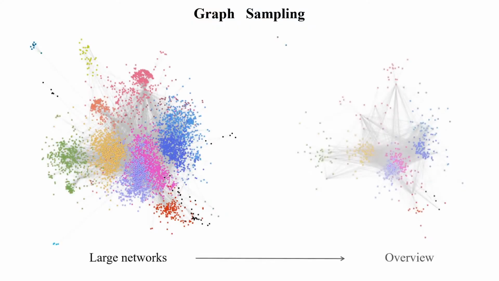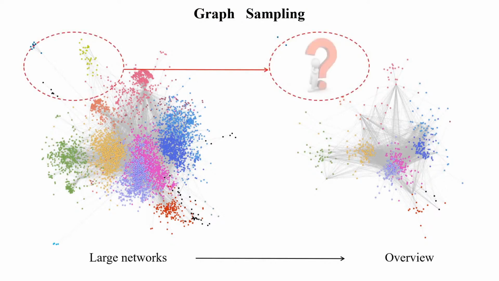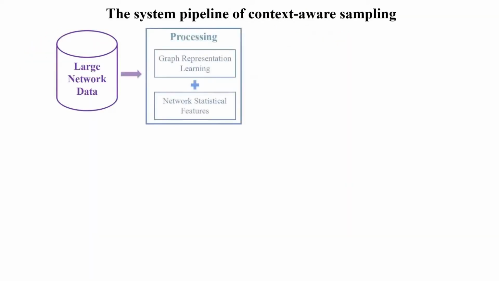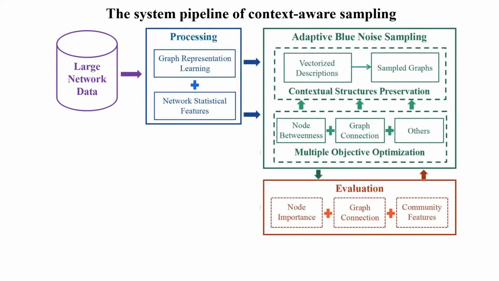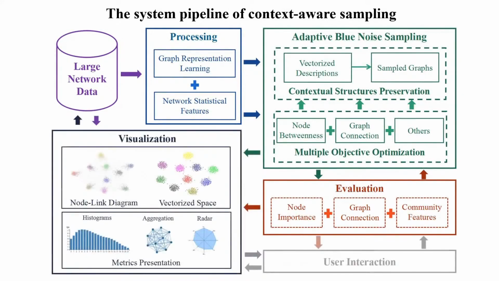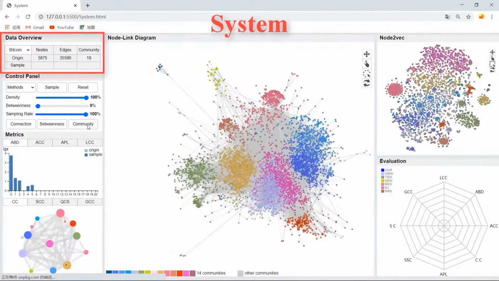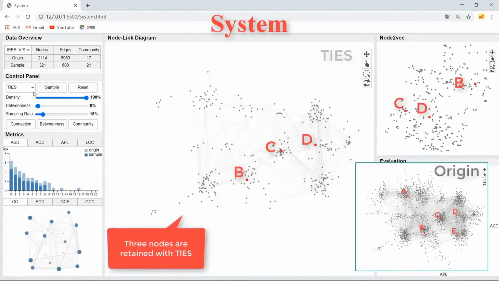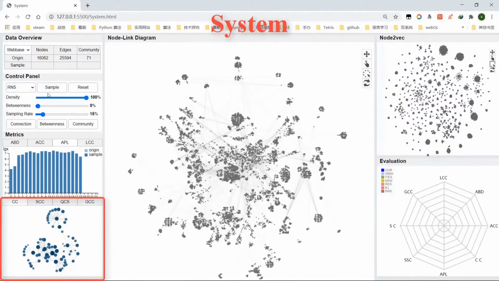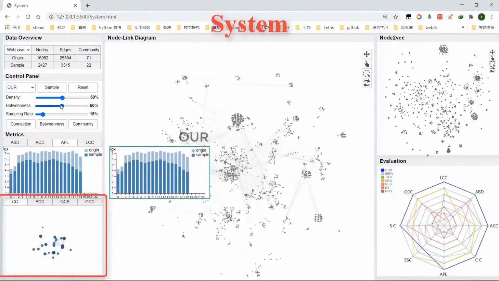Many graph sampling strategies pay little attention to the preservation of significant contextual structures. In this paper, we propose a context-aware graph sampling method in a vectorized space to preserve not only contextual structures but also significant topological features. Welcome to pay attention to our paper. Its ID is 1259.